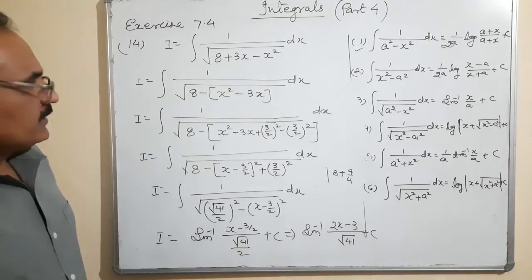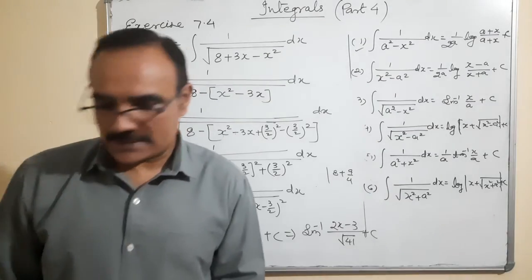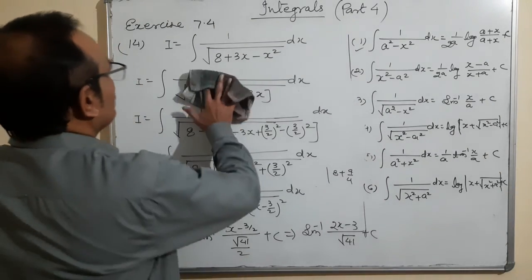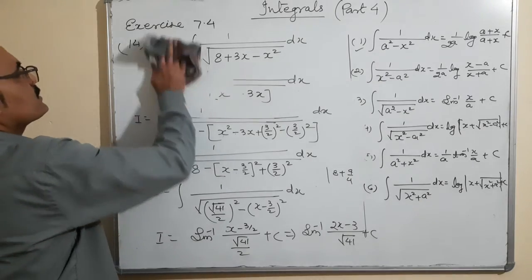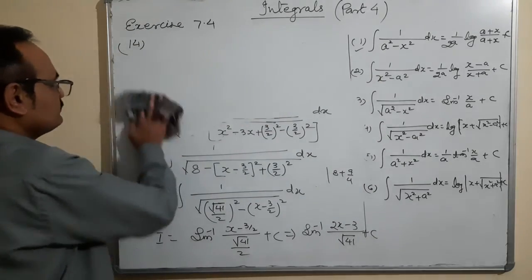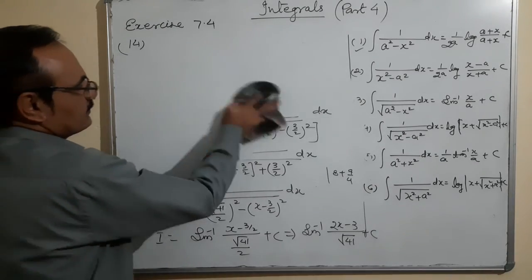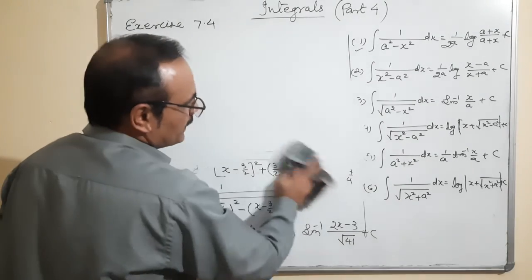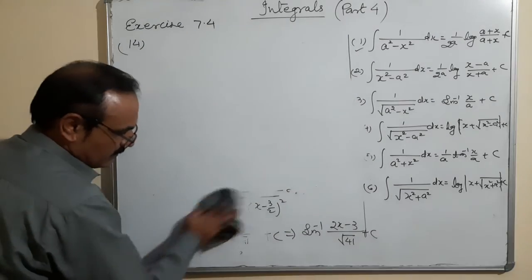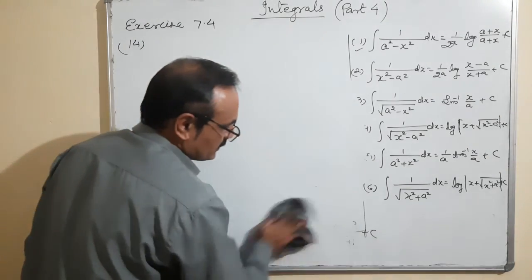Okay. So that is a question in which x square is coming with the minus sign, so inside the root you will take minus common and then start the procedure of completing the square. This completing the square method is used heavily, especially in integration questions.